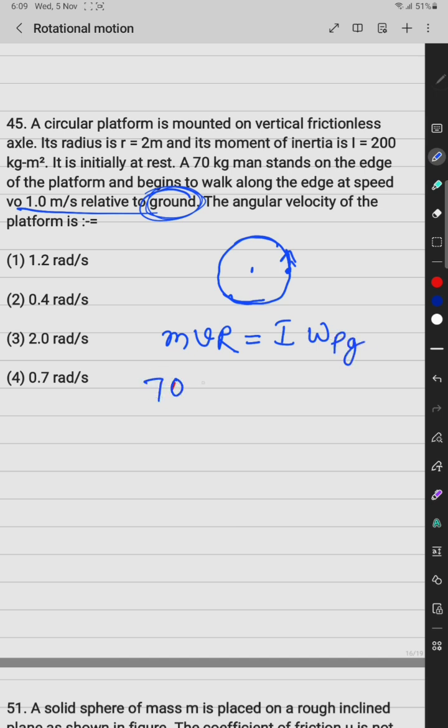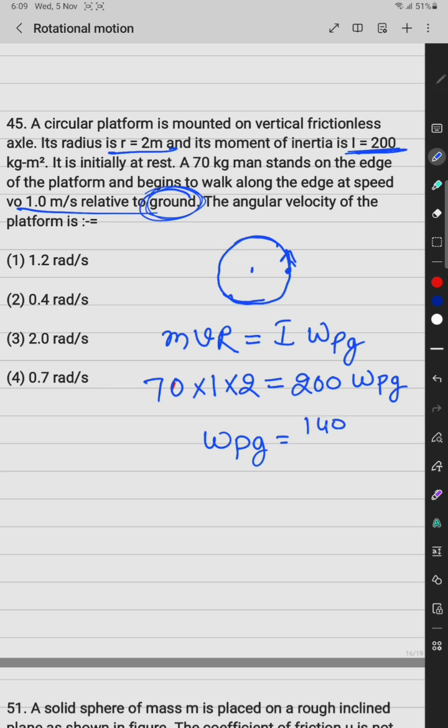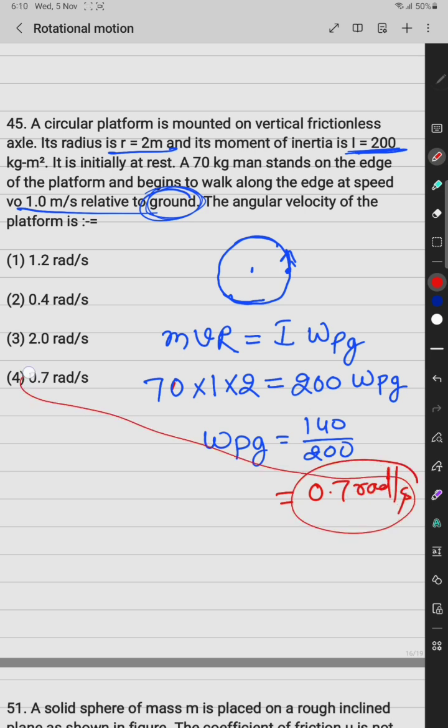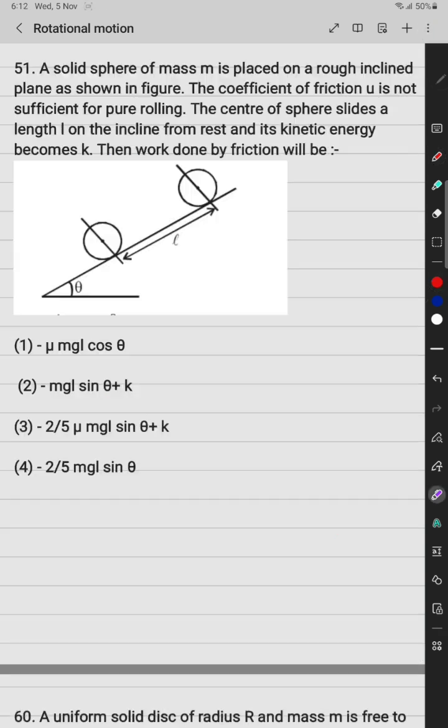The mass of the man is 70 and velocity is given, it is 1, and radius is 2 meter, and the moment of inertia of the platform is 200, that is multiplied by omega. Then omega of the platform with respect to ground is 140 divided by 200. So it is 0.7 radian per second. The correct option is the fourth one.